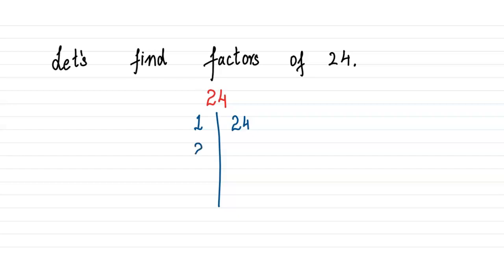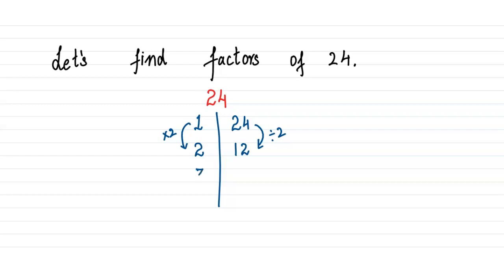Now let's check with 2. Because 24 is an even number, 2 is also a factor. And the other factor paired with 2 is 12. Did you notice something? I have doubled one factor, so I have to halve the other one. So this way we got the next factor pair for the number 24.